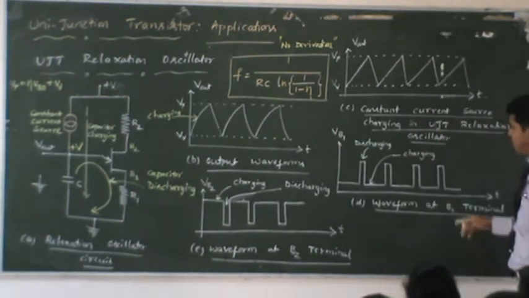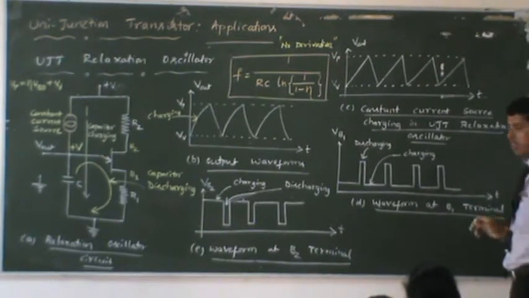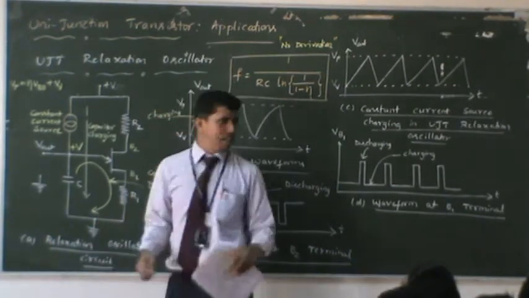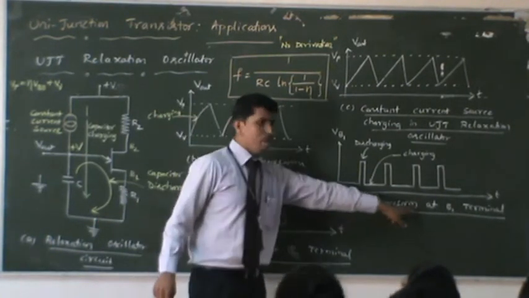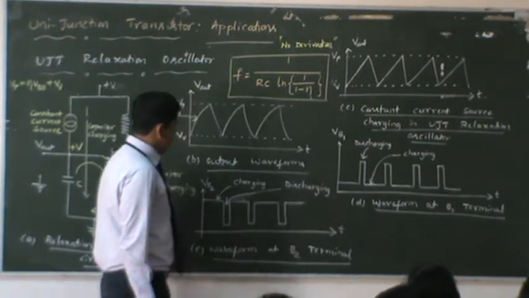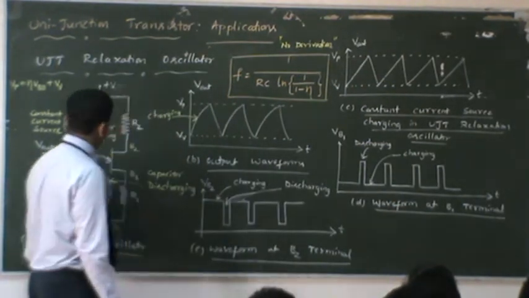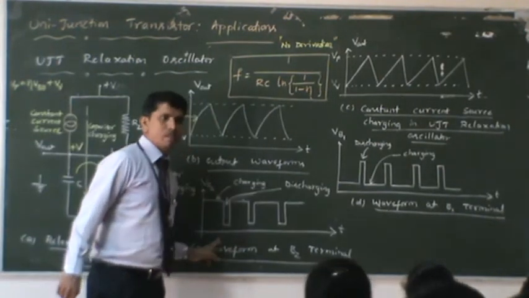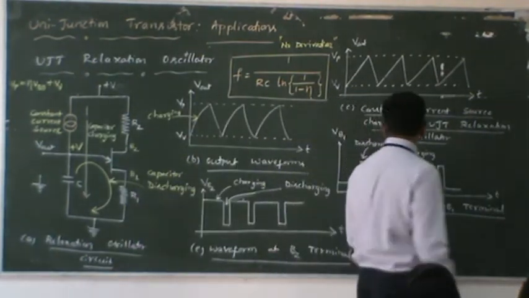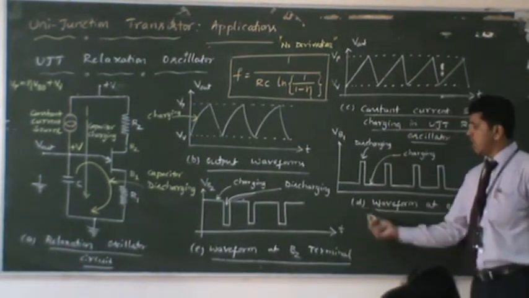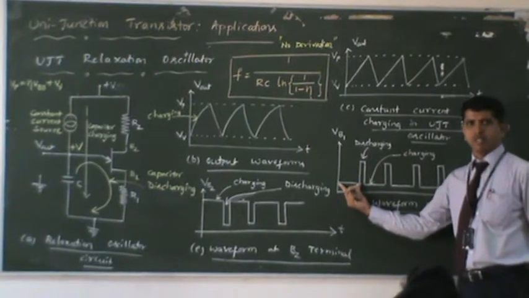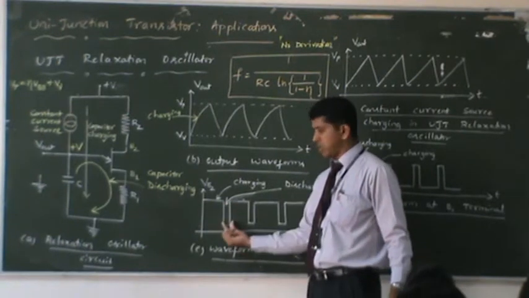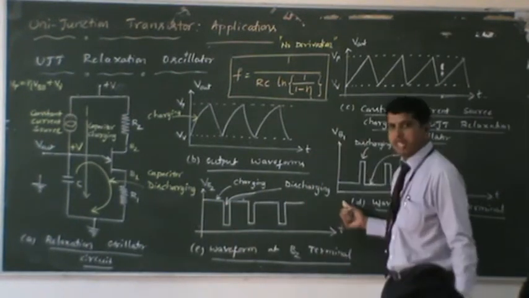And the rest of the waveforms: this is the waveform at the V1 terminal. If you measure through the oscilloscope between this point and the ground, you will get this kind of waveform. This is the waveform at the V1 terminal of the same circuit. And the waveform at the V2 terminal, if you measure between this point and the ground, you will just get the reverse of these waveforms. You can see here the small pulses indicate discharging, and the large pulse width indicates charging. Whereas here it's reversed: the large pulse indicates charging, and the small pulse indicates discharging.